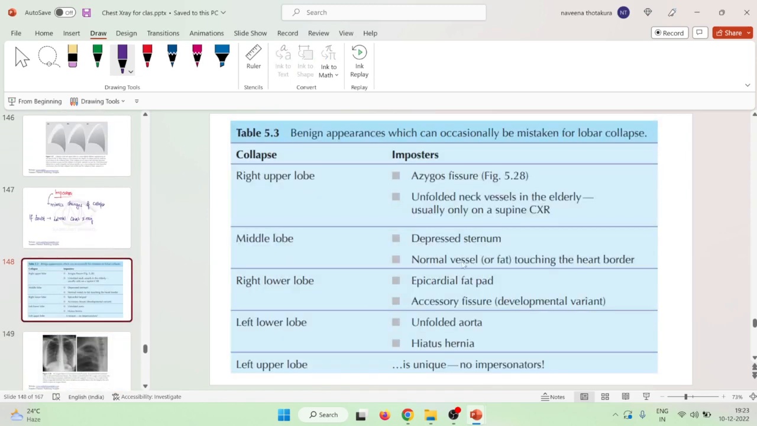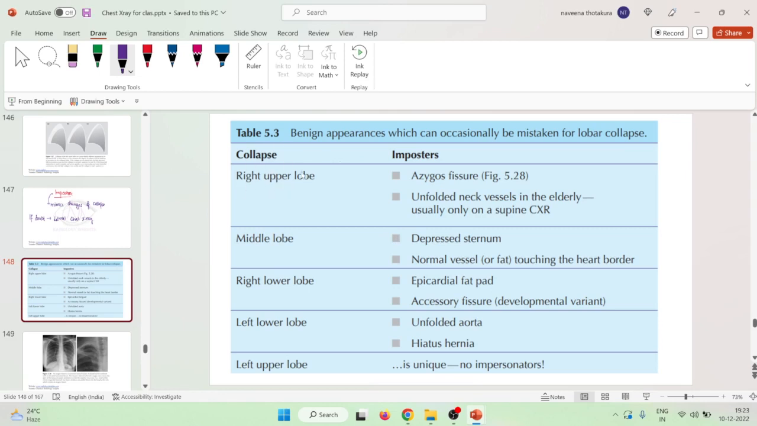Then, some of the appearances, some of the things which can be mistaken for lobar collapse, lobe by lobe, are given in this table. This is taken from the Chest X-ray Survival Guide, the total table.